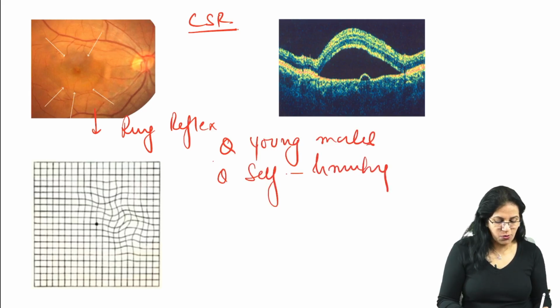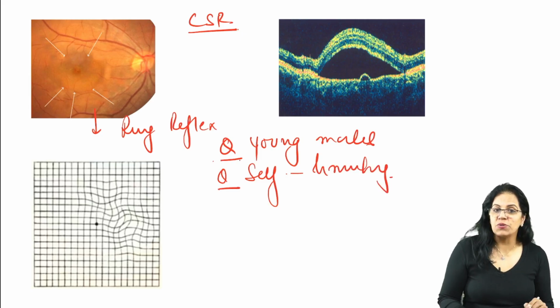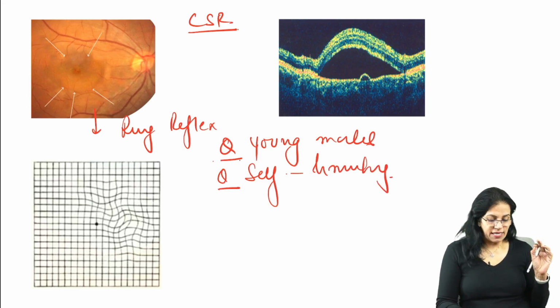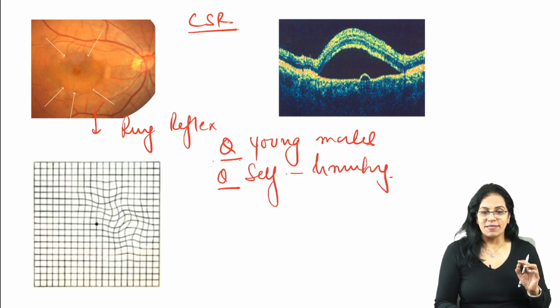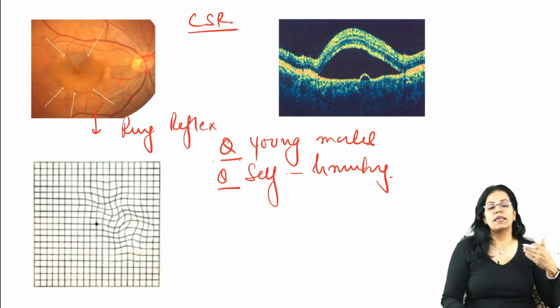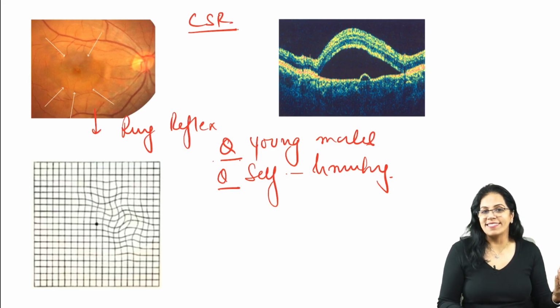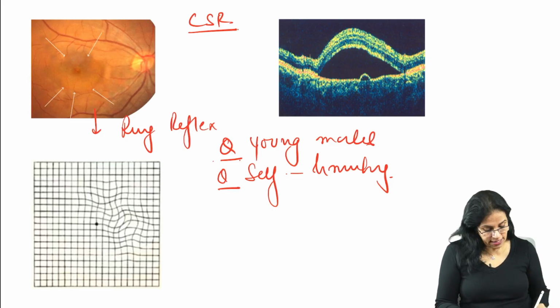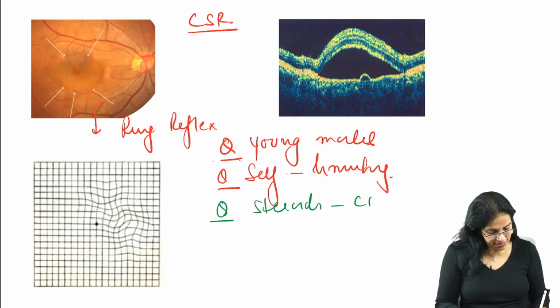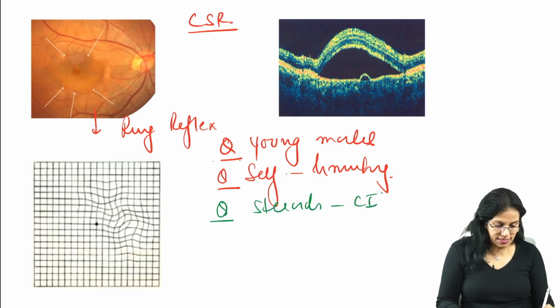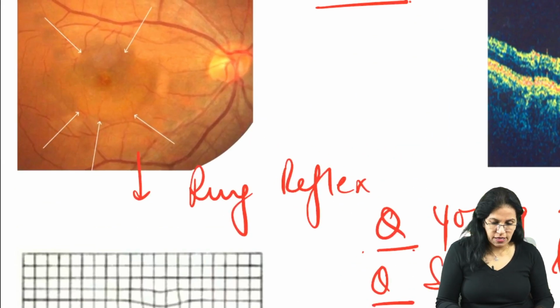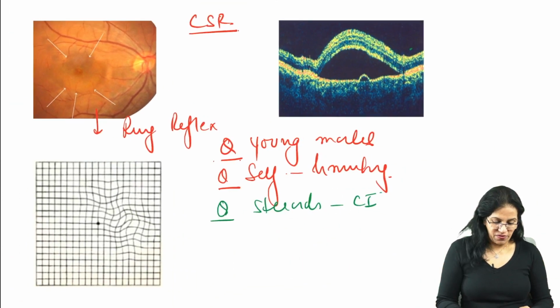This is also acute. Okay, so remember these two cues. One, it is mainly in young males and it is self-limiting. If it is chronic, then of course it can lead to RPE damage and other complications. Okay? Another exam question, steroids aggravate CSR. So steroids are contraindicated. Okay? What do you see in this picture? So you're clear with the ring reflex, right?